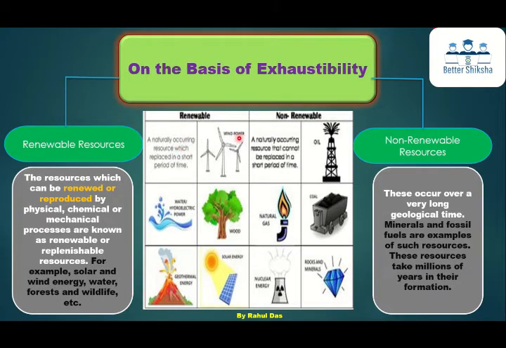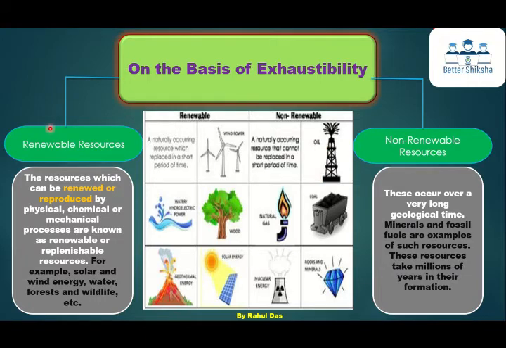These are the examples. The first one is wind power. With the help of wind, we can generate power. So wind is a renewable resource, and wood is also a renewable resource. Solar power is also a renewable resource. Water, from which we can get electricity, and geothermal energy: these all are renewable resources. The second group is non-renewable: coal, natural gas, petroleum products, minerals, and oil.